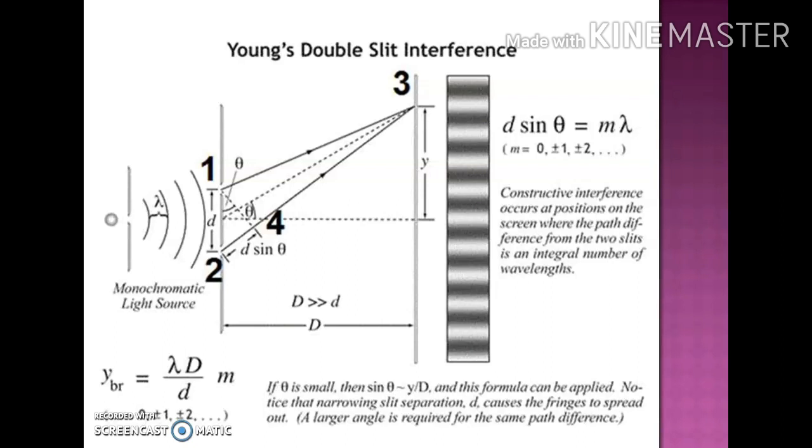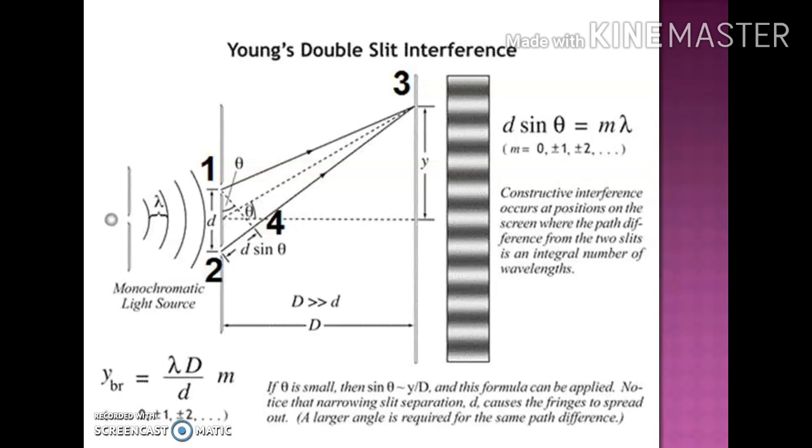Now in order to obtain the value of y, that is, to know at what positions we will get the maxima or the minima, we have to obtain a relationship for the path difference. You can see that from slit 1 the waves are reaching point 3, and from source 2 the waves are reaching the common point 3, and they are interfering, and we will get some pattern at point 3. That could be maxima and that could be minima. That will be totally decided by the path difference between the waves 1 to 3 and 2 to 3.